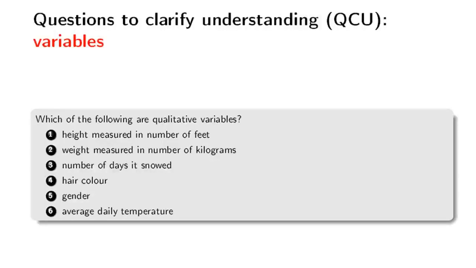Now, here are some questions to clarify your understanding, specifically for variables. Which of the following are qualitative variables? 1. Height measured in number of feet. 2. Weight measured in number of kilograms. 3. Number of days it snowed. 4. Hair color. 5. Gender. 6. Average daily temperature.